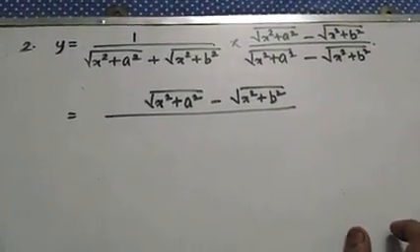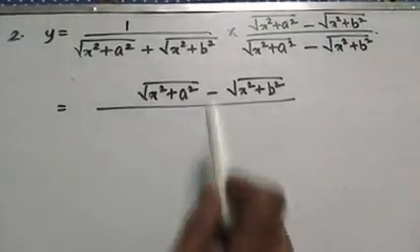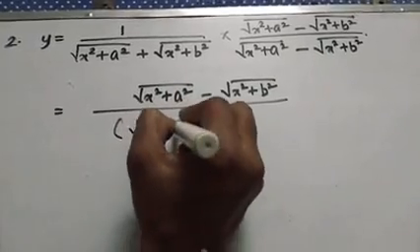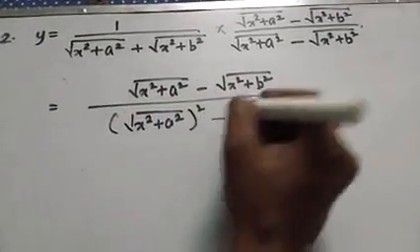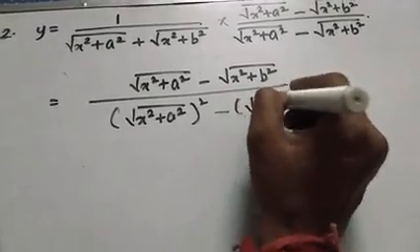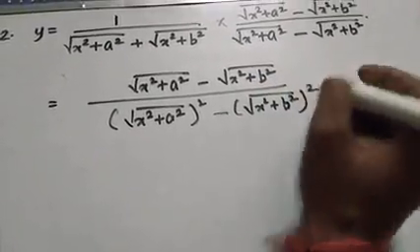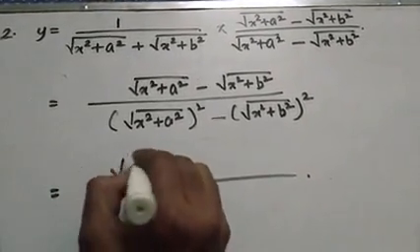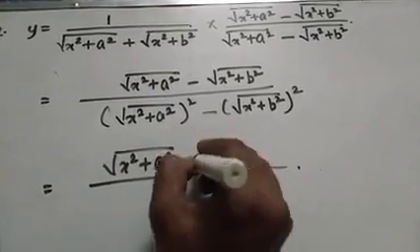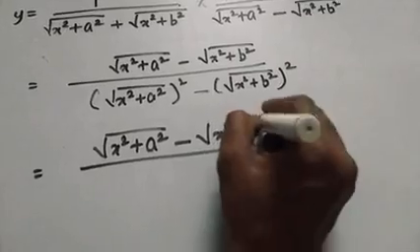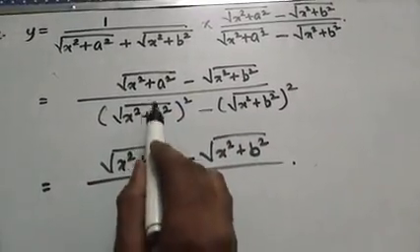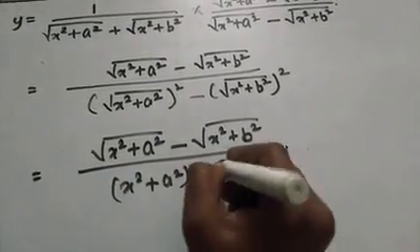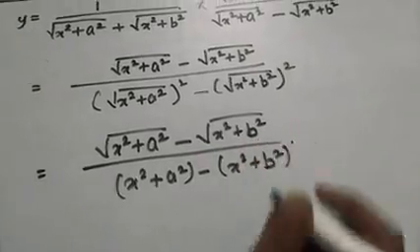And in the denominator, you can see that there is a form a plus b into a minus b, that is the a square minus b square formula. So that means square root over square, the square root will vanish. x square plus a square minus x square plus b square.